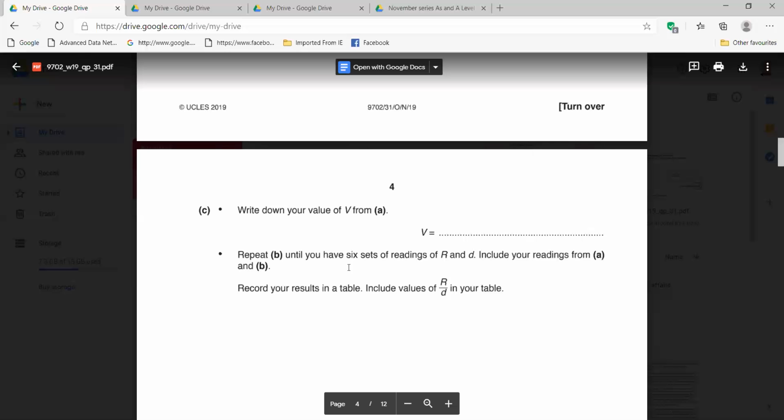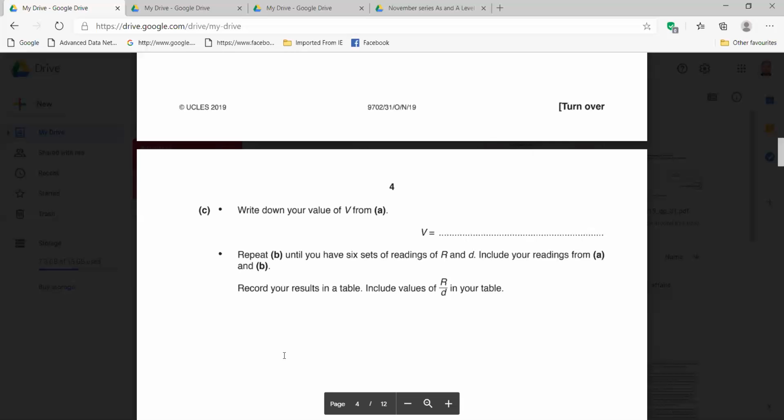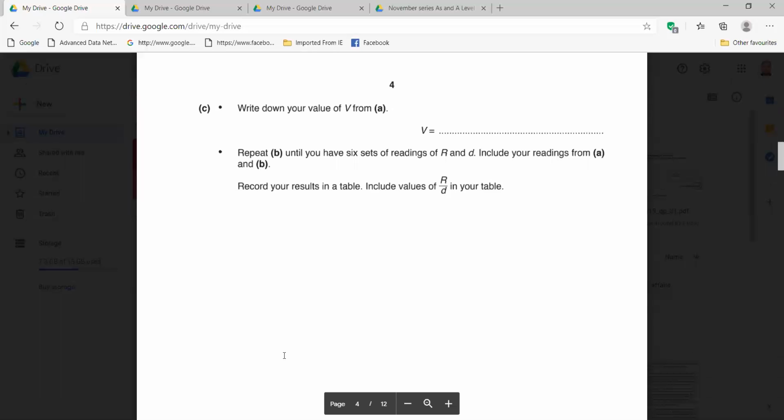Already you got 2, and 4 more you will get here. You might get another one 47, another one 50, another one other than 22. You are getting 10 ohm only. This way you can get 4 more readings. Okay.